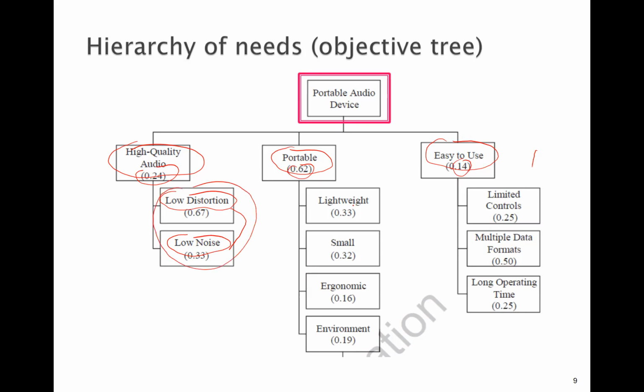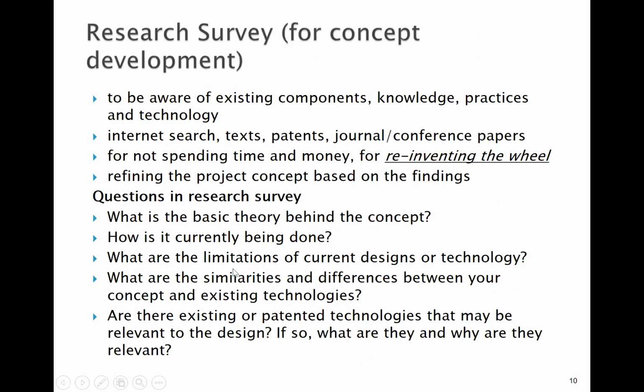We again split portability into three sub requirements, let's say, and then three requirements for easy to use. So we weight each of these and then simply determine the objective tree for our product.